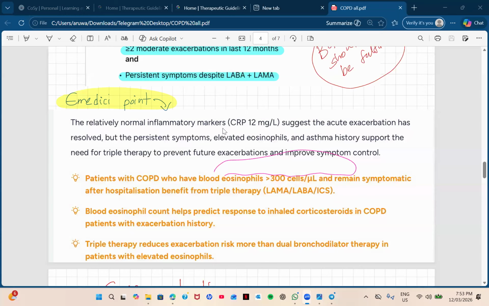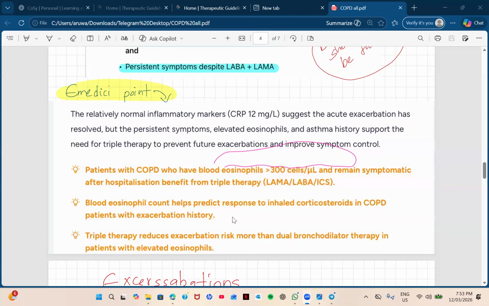The relatively normal inflammatory markers like CRP 12 milligrams per liter suggest the acute exacerbation has resolved, but the persistent symptoms, elevated eosinophils, and asthma history support the need for triple therapy to prevent future exacerbation and improve symptom control. Okay, there's a point that you should remember. Patients with COPD who have blood eosinophils more than 300 cells and remain symptomatic after hospitalization benefit from the triple therapy.